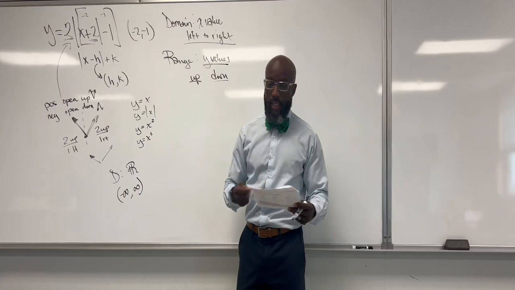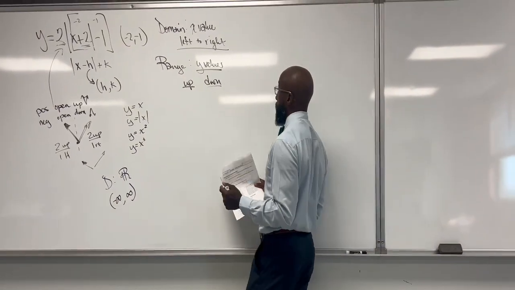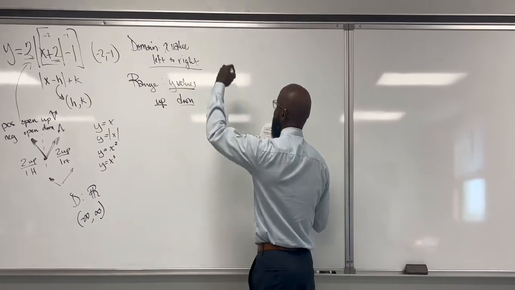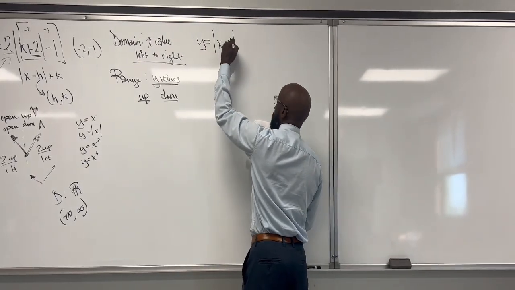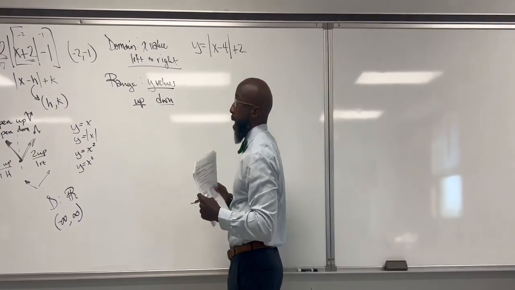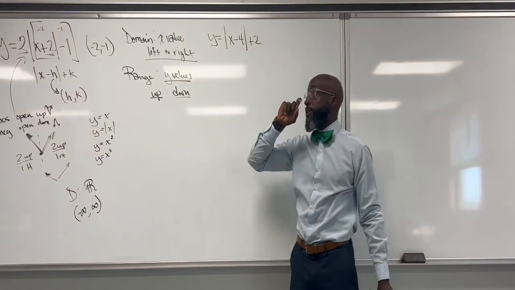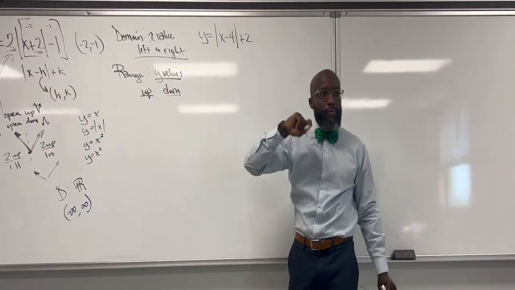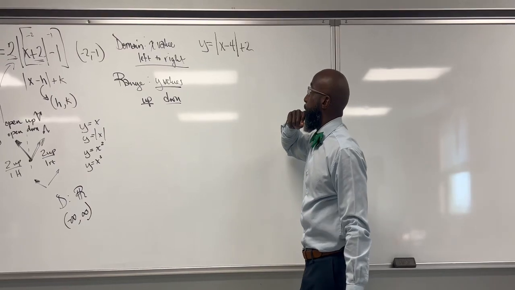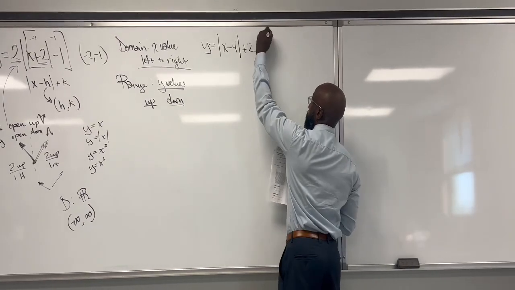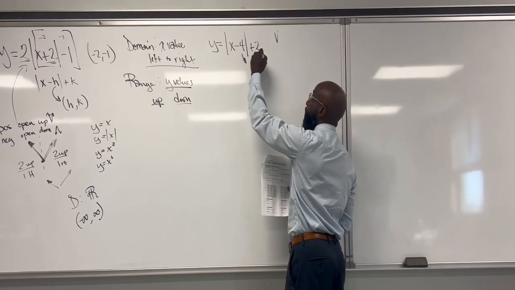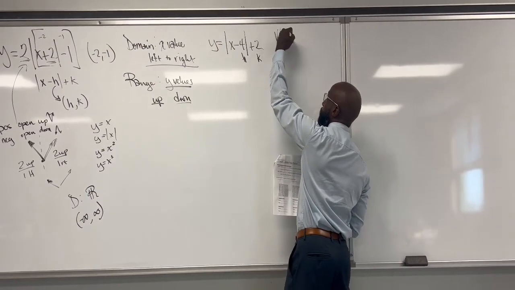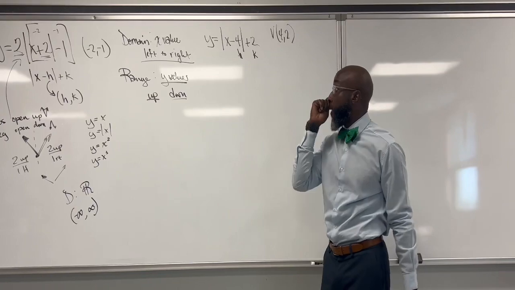So let's look at this even deeper. All right, so let's look at number one. Number one, y equals the absolute value of x minus 4 plus 2. All right, we just talked about this. First things first, I want you to graph this. We're going to graph this. All right, what's the vertex? Negative h is 4. Okay, right, so the vertex is (4, 2). Right? Good. We got that.